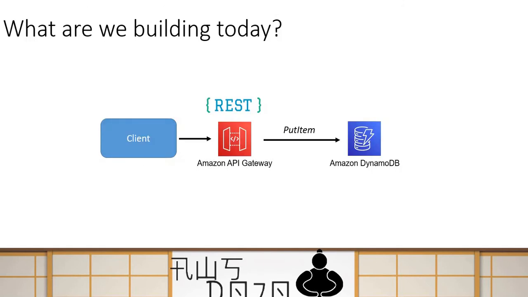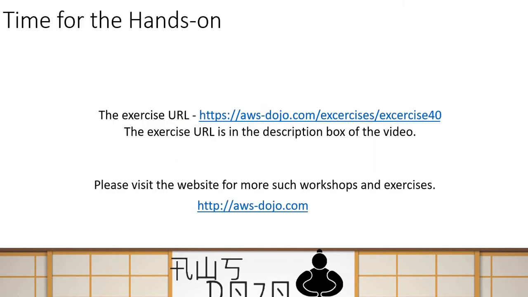Having understood this, what we are going to do today is build this whole scenario we just discussed as an example. You are going to create a REST API which the client will call, and then the REST API will call the PutItem method on a DynamoDB table to create the record. To build this exercise, we have created a hands-on lab and published it to our website, aws-dojo.com. The URL of the exercise is also available in the description box below.